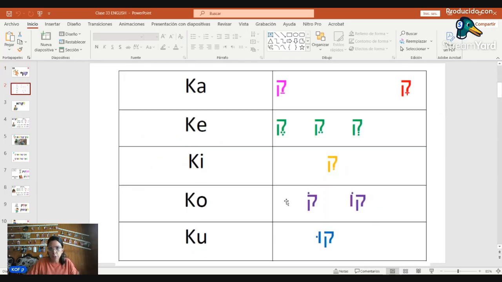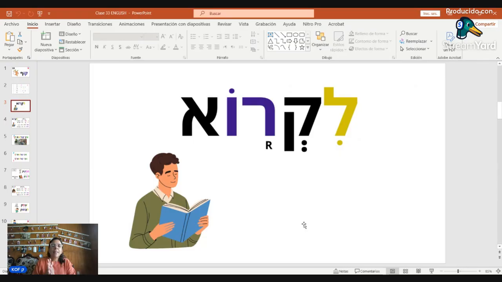And read together. We are familiar with colors, and if you have been with me 9 months already, friends, I'm very happy. So let's read together. Ka, ke, ki, ko, ku. And this is a verb, and it means to read, to read.